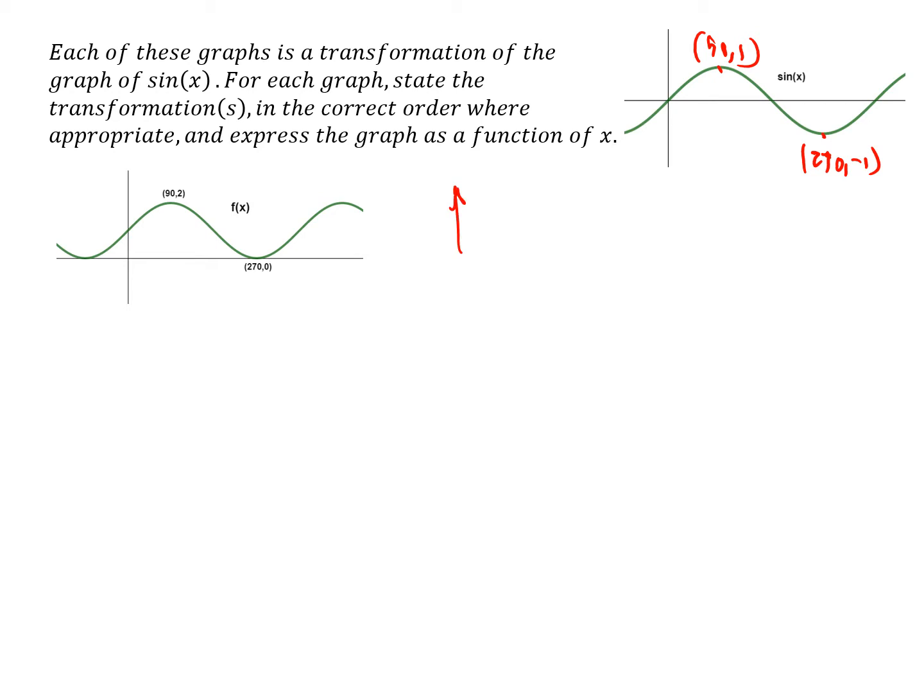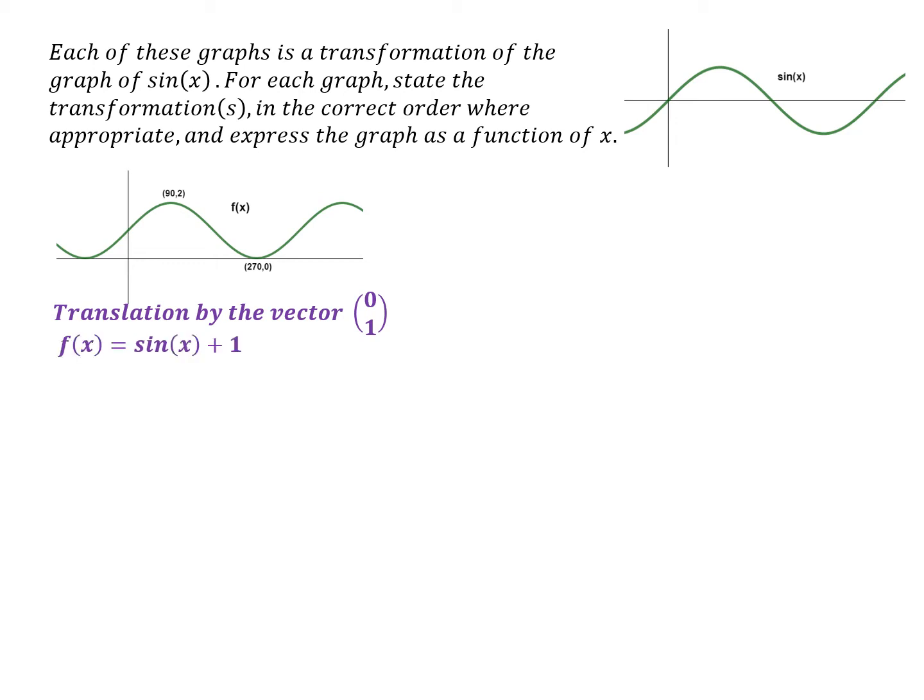So we express that as a translation by the vector 0, 1. The 1 is in the y direction there. And that's the only transformation. Then the function notation for this is f of x equals sine x plus 1. So let's have a look at the next graph. G of x now.